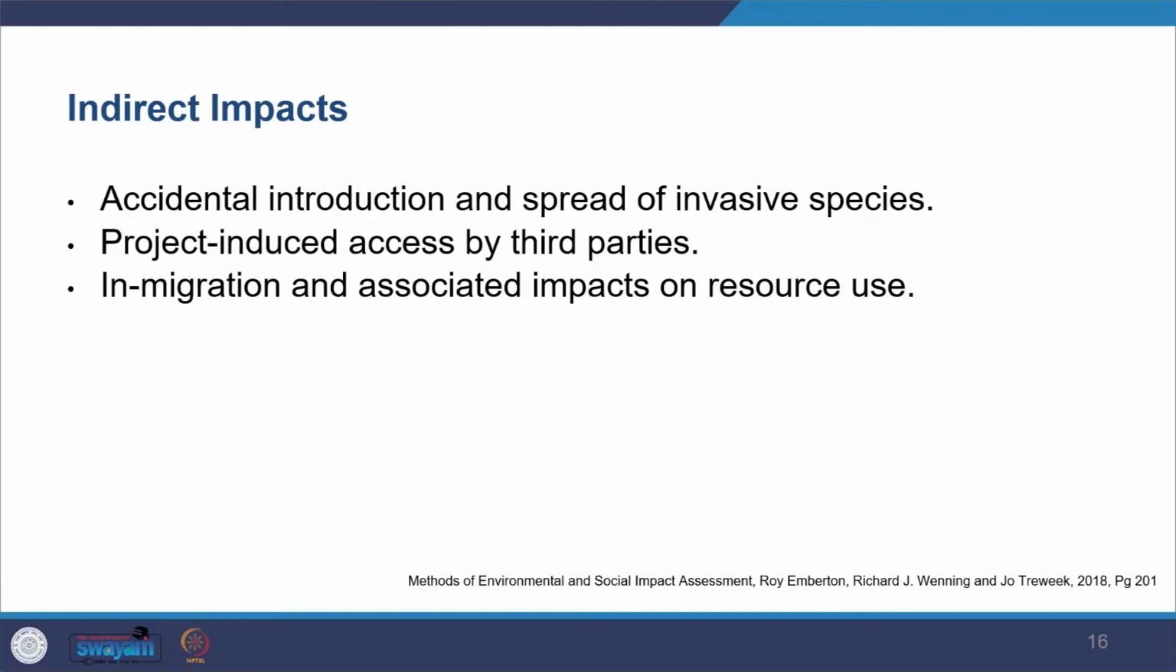Now you can also have indirect impact, which might include the accidental introduction of invasive species, and then they can spread as well. And then you can also have project-induced third parties which can come here. So you might be introducing some more things in the area that could be plant or animal, and then there can be in-migration and associated impacts on the resource use. There can be a lot of people coming in, and there might be impact on how much resource is being demanded and used and exploited in the area.